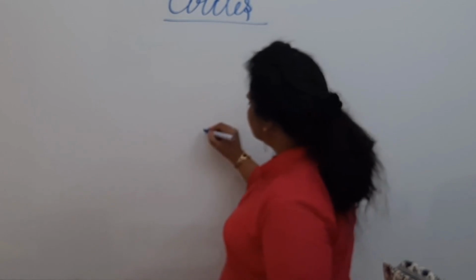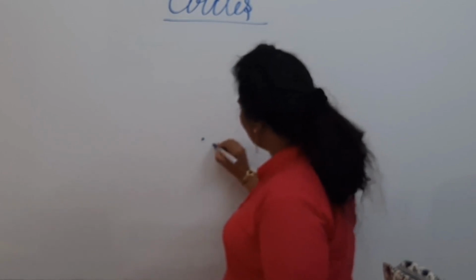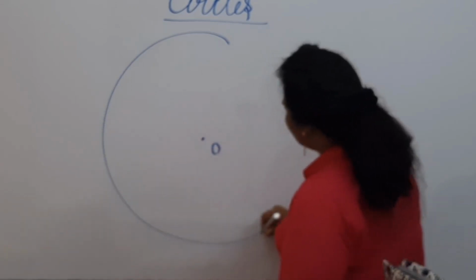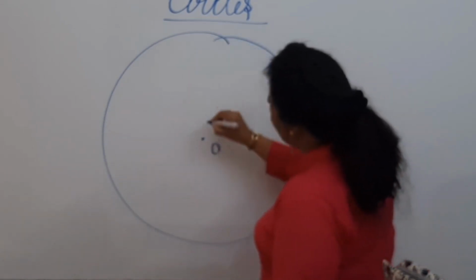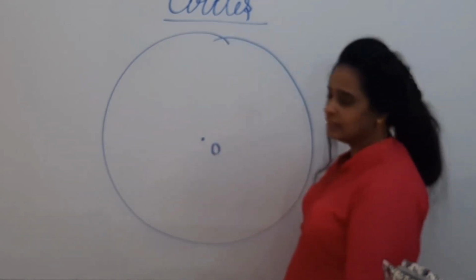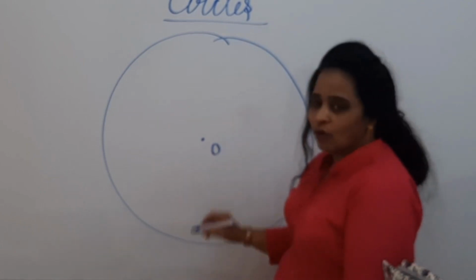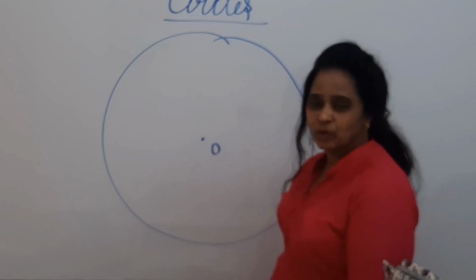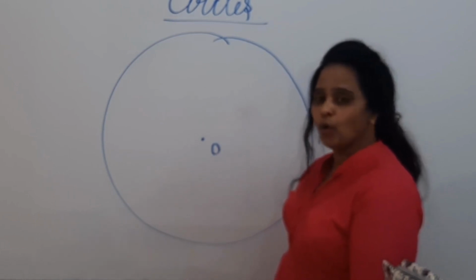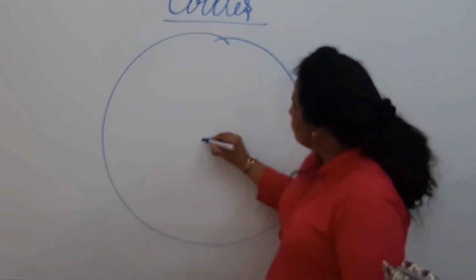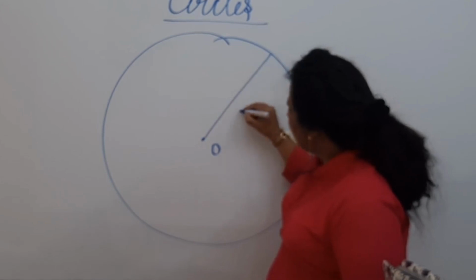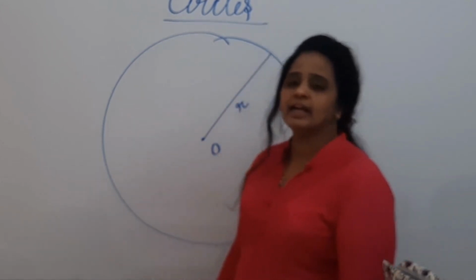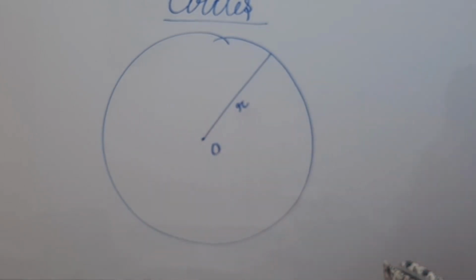Circle. A circle is a collection of all the points in a plane which are equidistant from a fixed point. The fixed point is called the center of the circle. It is always denoted by the letter O. The distance between the center and any point on the circumference of the circle is the radius.